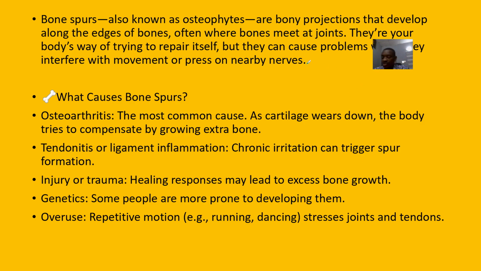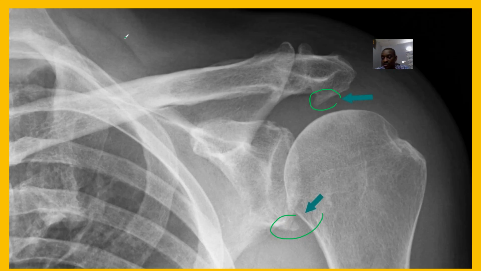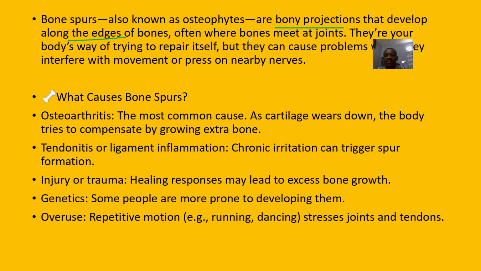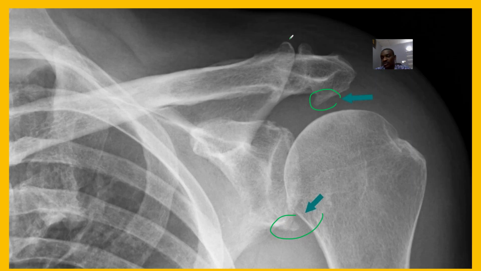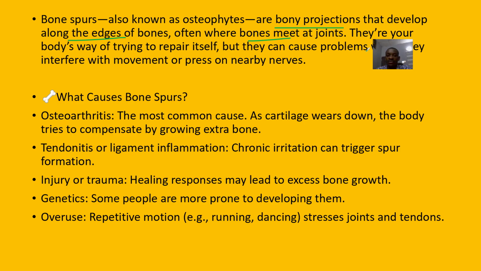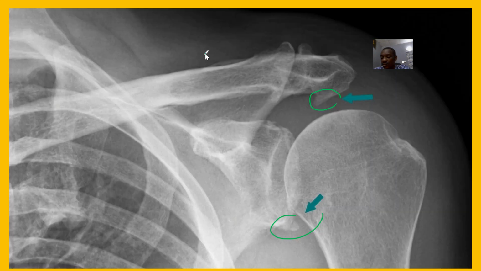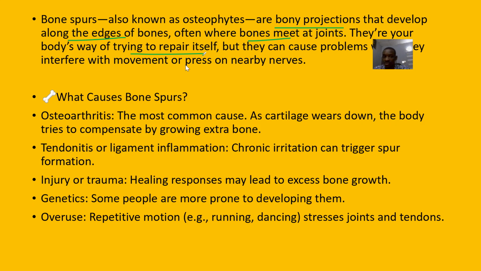So bone spurs, you should know that they are also known as osteophytes. They are bony projections that develop along the edge of bones. Often where bones meet at joints, you mostly see them developing here. So they are your body's way of trying to repair itself, but it can cause problems. Most of the time where this thing is causing problems is if a nerve is passing nearby, this growth can impinge it. You understand? Causing all those numbness issues.